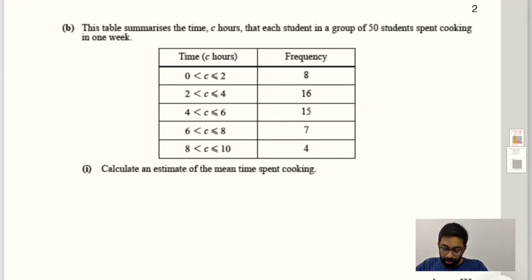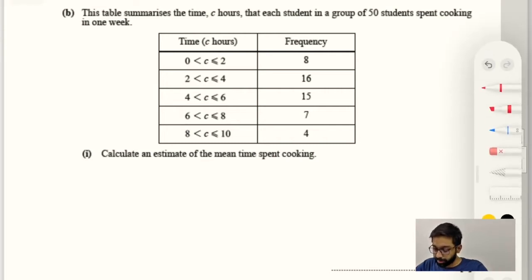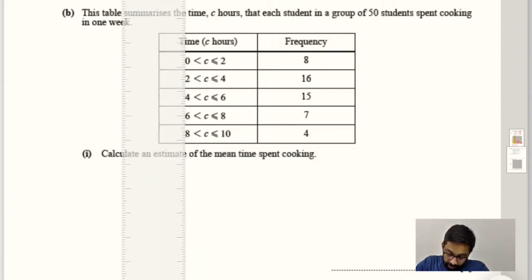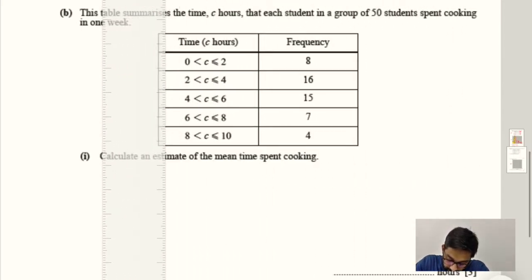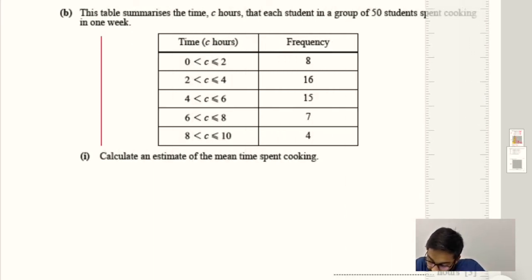The time is again in intervals and the frequency is given right next to it. The first part says, calculate an estimate of the mean time spent cooking. In order to find the mean, you need to find the middle values of these class intervals so that you can multiply them by the frequencies to get f times t.